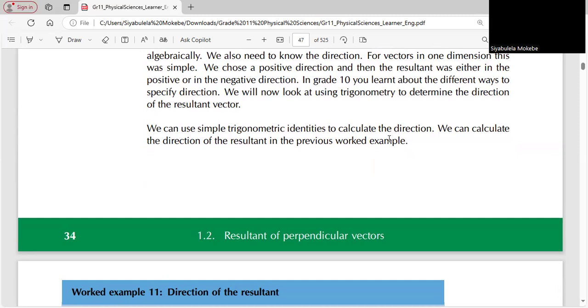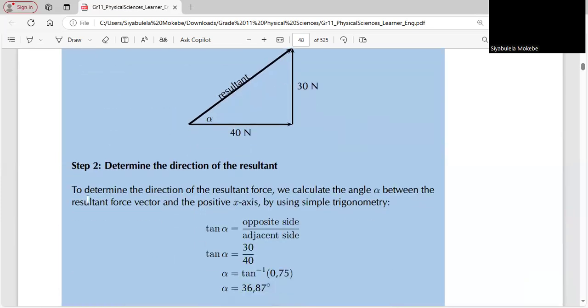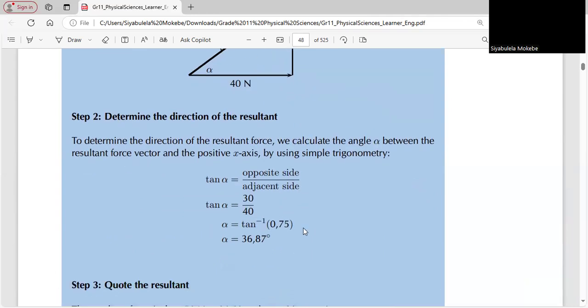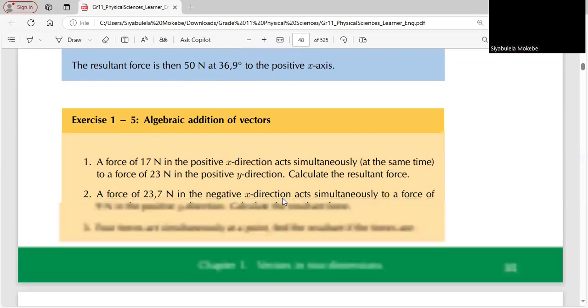We can calculate the direction of the resultant in the previous worked example. Now, we determined the magnitude of the resultant vector and we got 50. To determine the direction of the resultant force, we calculate the angle alpha between the resultant force vector and the positive x-axis by using a simple trick. Tan alpha is equal to the opposite side over the adjacent side. So that's 30 over 40. And then you take inverse tan of 0.75, which is 36.87 degrees. The resultant force is then 50 Newton at 36.9 degrees to the positive x direction.